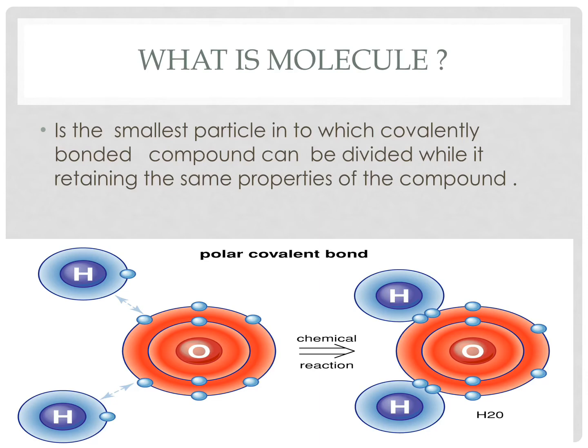So after dividing the compound into its smallest part, it retains the same properties. As you can see, the picture shows two molecules of hydrogen and an oxygen. After they make water, the bond between the water particles is actually a covalent bond.